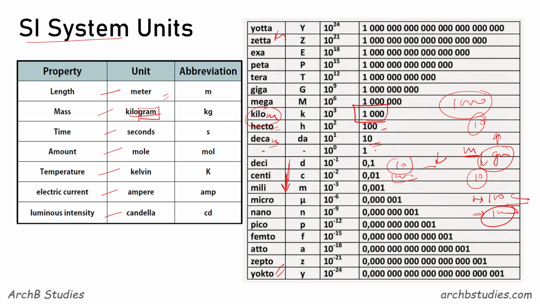So how do you read these units? If you are going up, you will say in 1 kilometer, there are 1000 meters. If you are going down, you will say in 1 meter, there are 1000 millimeters. In that sense, we read.